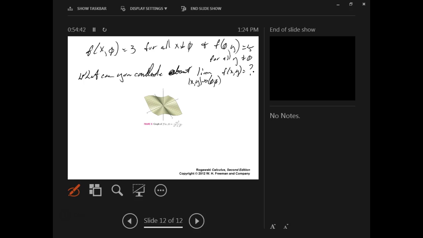It's 3 units out here, here, here. But f of 0, y, so x equals 0 and y is any value, that's 5 units out, coming in like this. Okay? 3 units out here, 5 units out here. So what can you conclude about the limit of f of xy as xy approaches 0, 0?